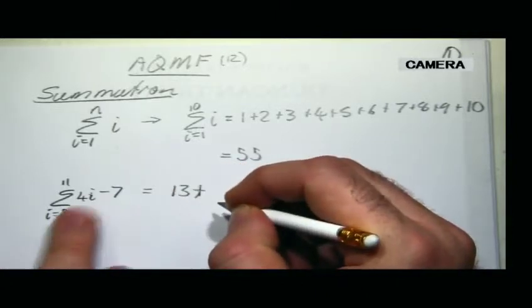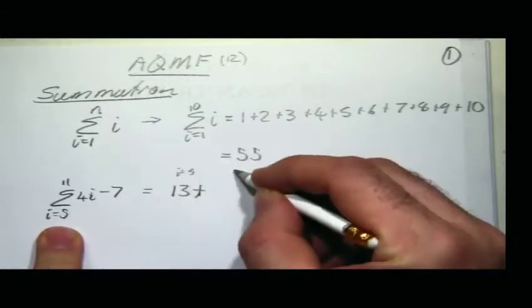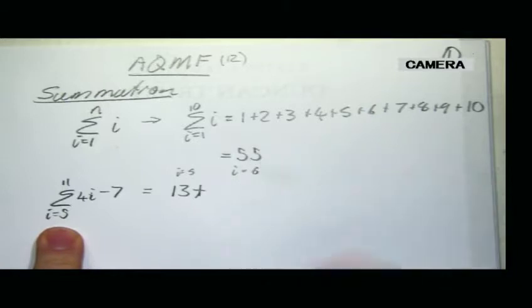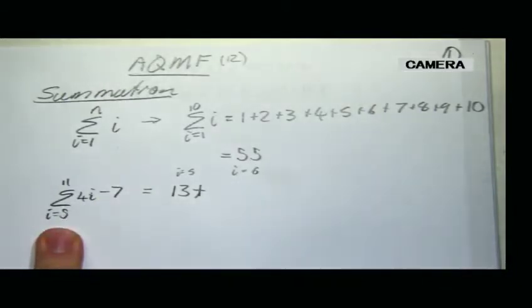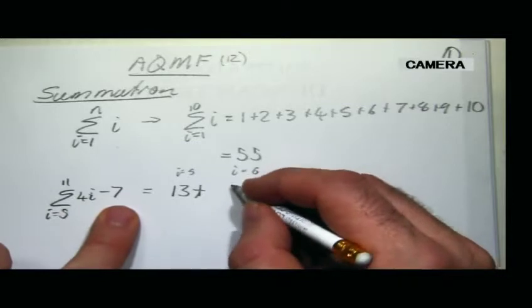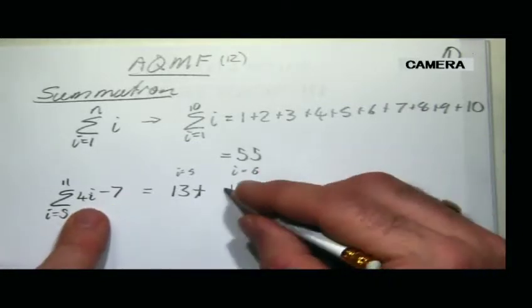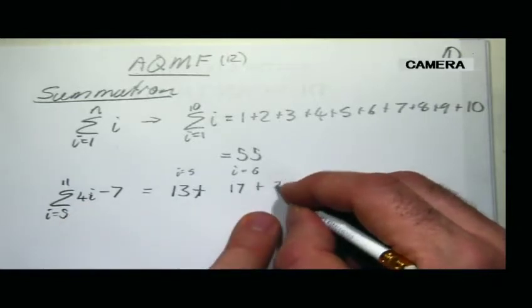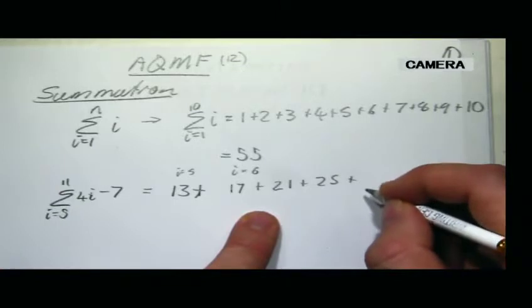Plus, I started with i is equal to 5, so I move on to i is equal to 6. That's what it means: the sum said for each value of i between 5 and 11, work out what this number is and add it to the total sum. So for 6, 24 minus 7 gets me 17, plus, I can basically add 4 to each of these numbers and get myself 21, plus 25, plus.